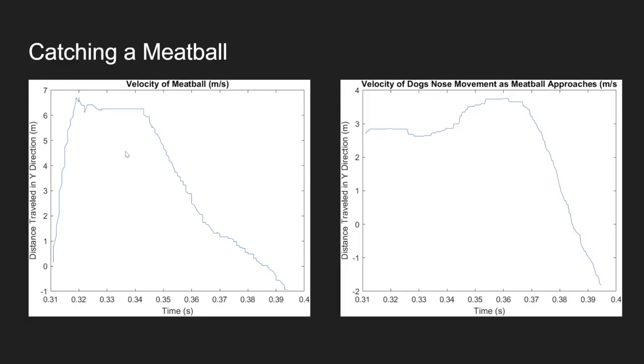As we can see, the velocity of the meatball aligns fairly well with the velocity of the dog's movement of the head. However, we can see that the dog's velocity does not match up exactly with the velocity of the meatball. This could be a key indication of why the dog fails in catching this meatball. And so we can see that this is a parabolic motion, which means that we are going to use a second order polyfit in order to model for our velocity values.